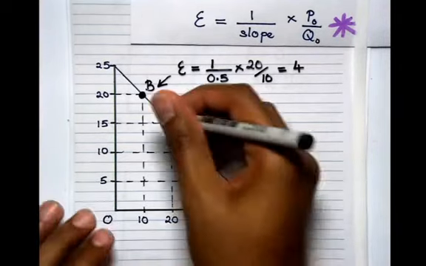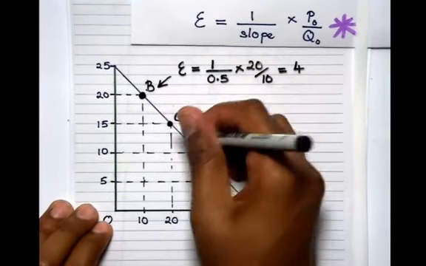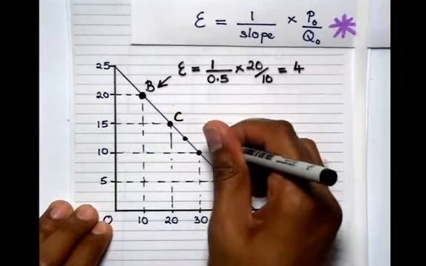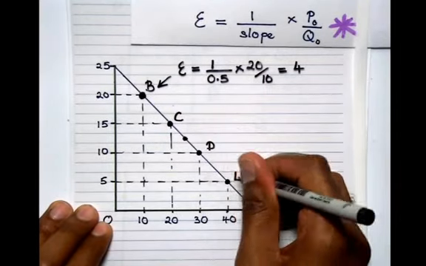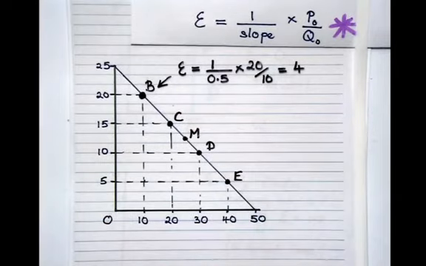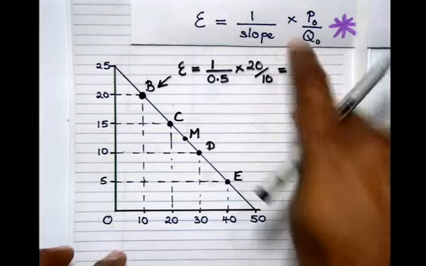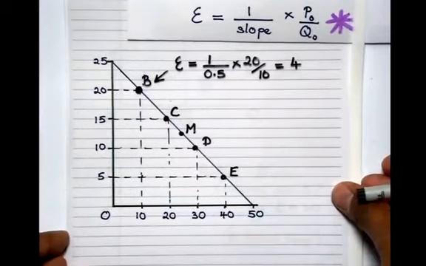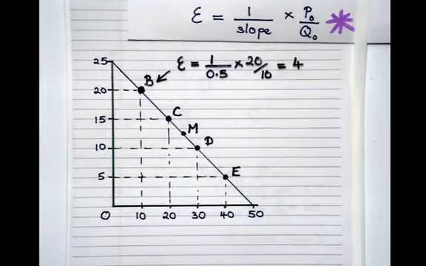Can you do the same for these points, please? Can you do the same for B, C, M, D, and E, please? So apply the same formula to all of these points, please. You can discuss with your friend sitting next to you.